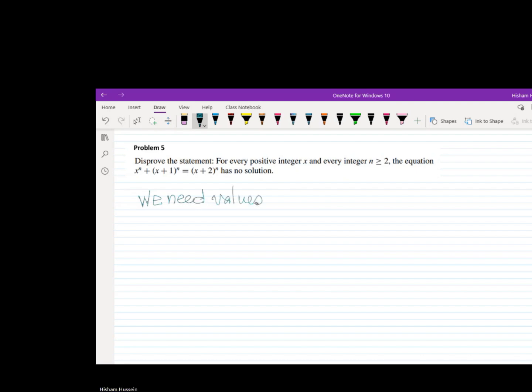We need values for x and n that satisfy this equation. The statement is that this equation has no solution, so we need to negate this statement. To negate this statement, we need to find values for x and n that have a solution. Okay, so can you try with values that satisfy this equation for x and n?